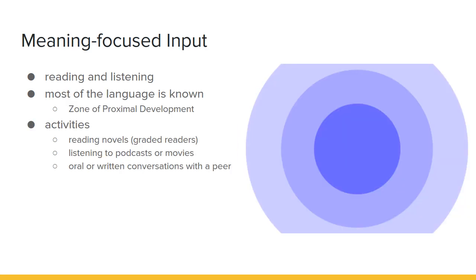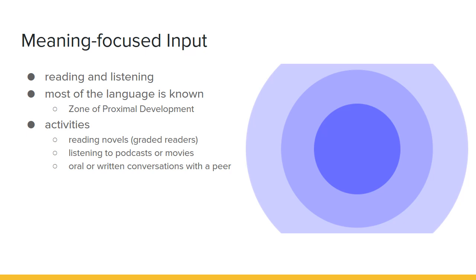So one of these is meaning-focused input. This diagram here represents something from Vygotsky, an educational researcher and theorist, and he presented the idea of the zone of proximal development. So the innermost circle, the dark blue there, is what the student already knows. In this case, this is all the language that they already have in the target language.